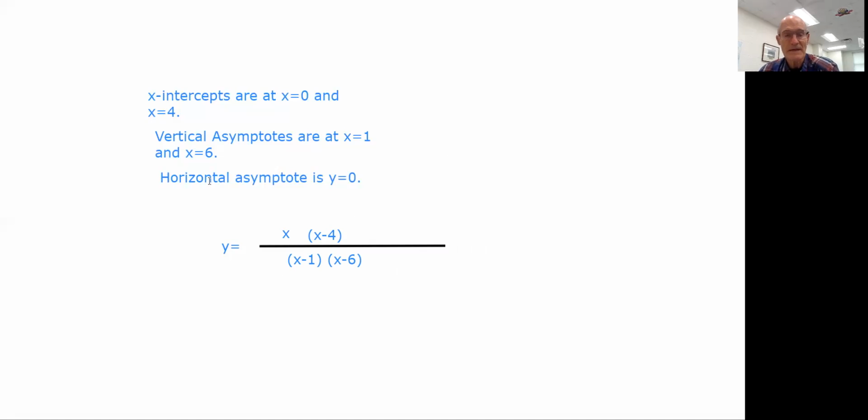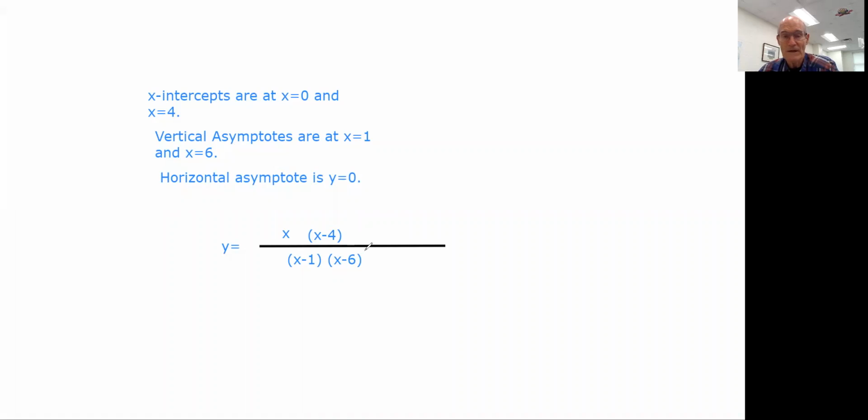Now in this case, it says my horizontal asymptote is y equals 0. If you remember, if we have a horizontal asymptote at y equal to 0, that means the power in the bottom has to be bigger than the power up top. Right now, I have x times x, which is x squared up top, and an x times x, which is x squared on the bottom. So I have to come in here and make a change.